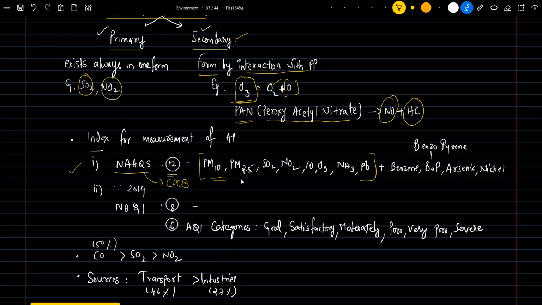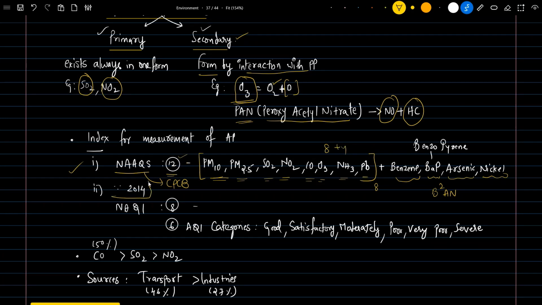particulate matter 10, particulate matter 2.5, SO2, nitrogen dioxide, carbon monoxide, ozone, NH3, lead. And these are 8. Next, another 4 are benzene, benzopyrene, arsenic, and nickel. Simply you can remember this as B square Al. So these 8 plus 4, total 12.